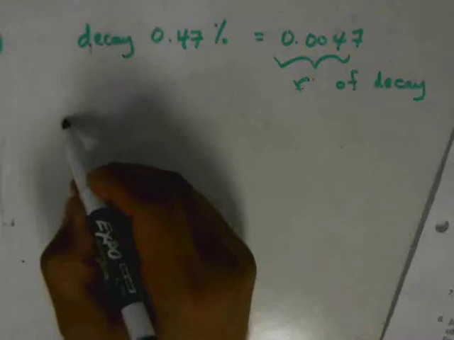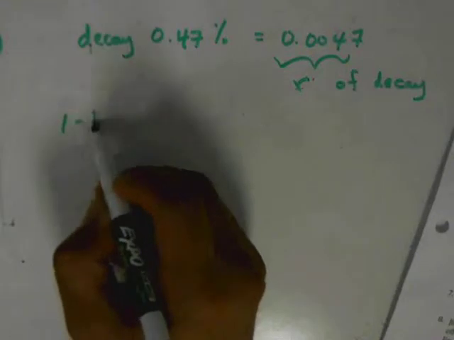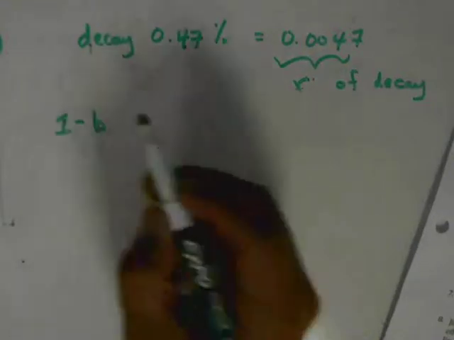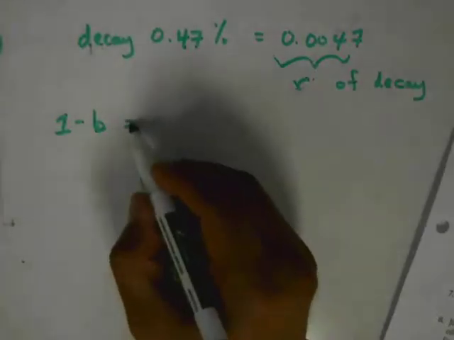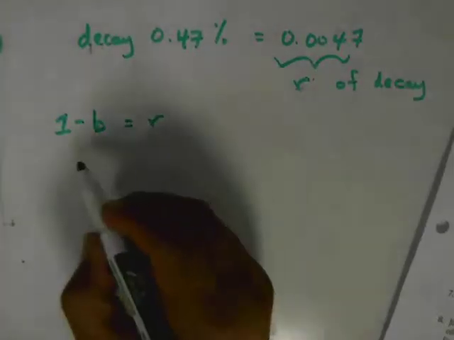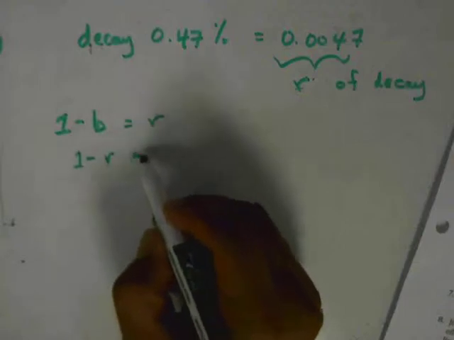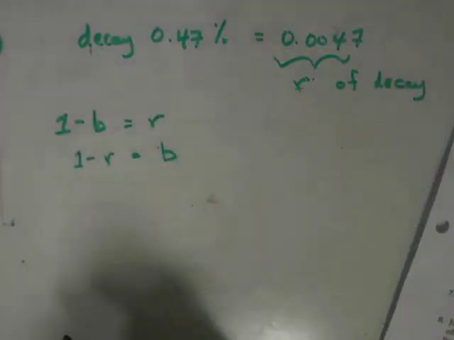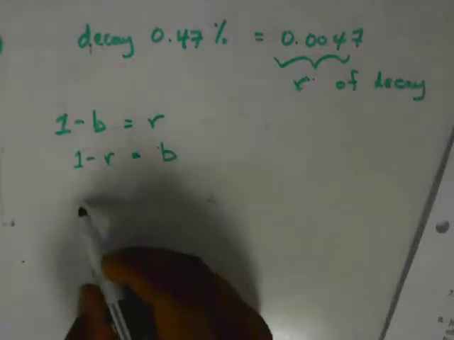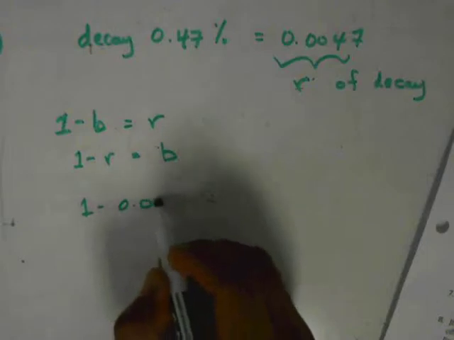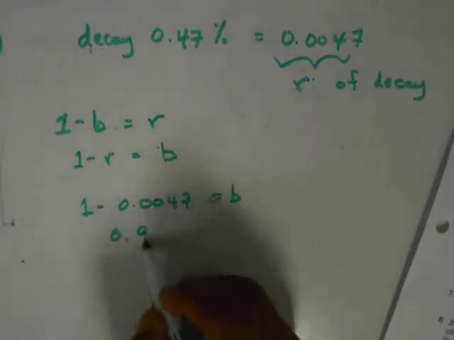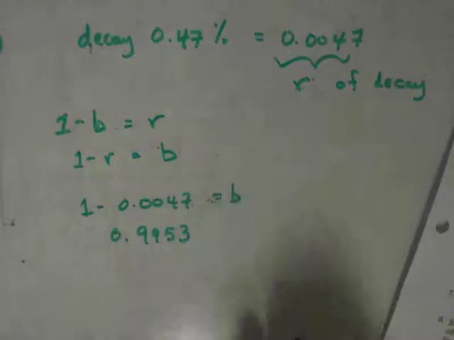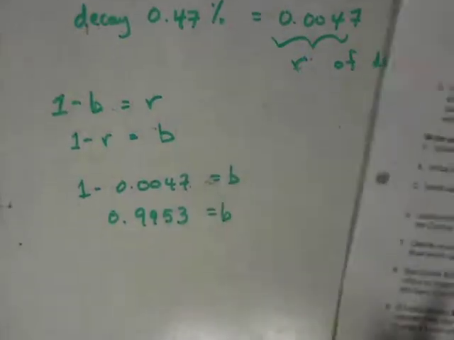Remember that 1 minus the base is equal to the rate of decay. So therefore 1 minus r is equal to the base. That means 1 minus 0.0047 is equal to the base, and this is 0.9953. So this is our base.